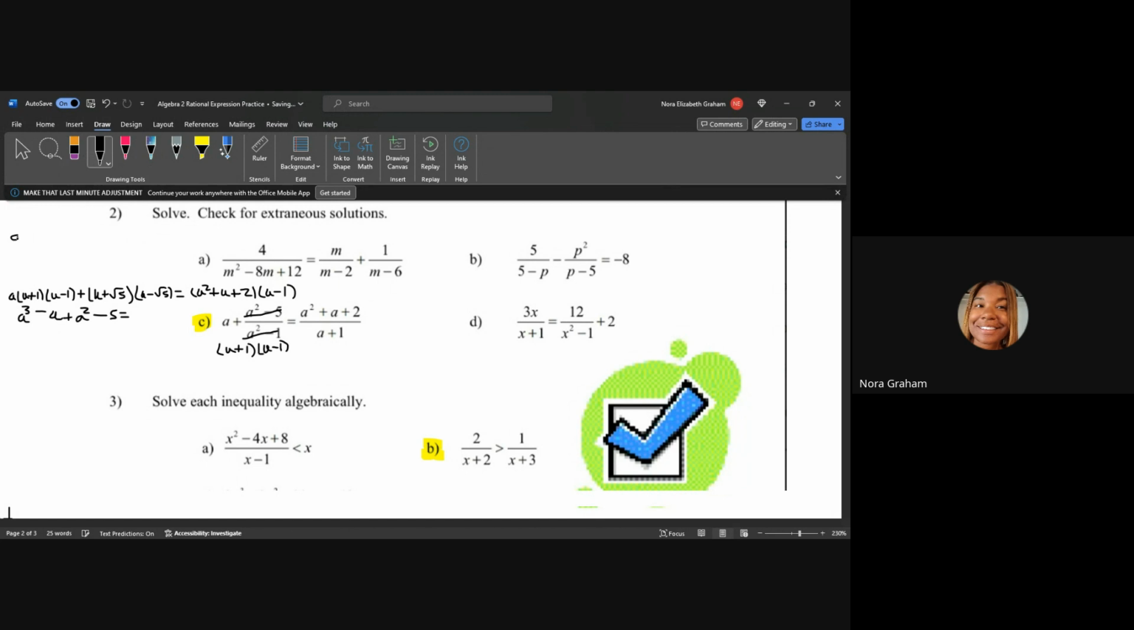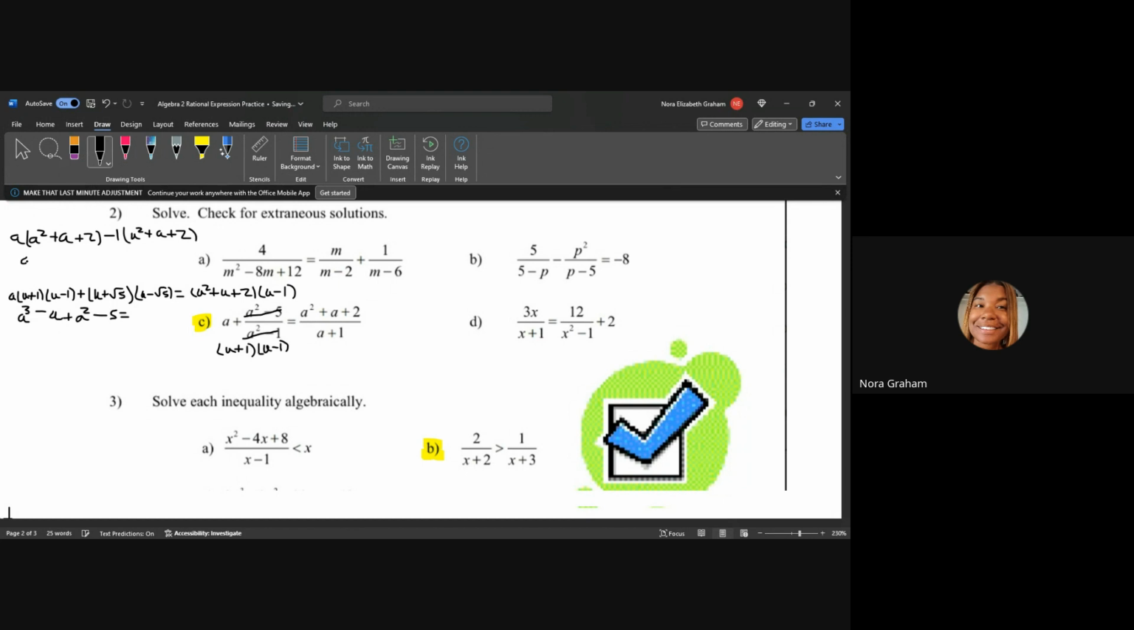So I have a, my first term, multiplying it by all my second binomial. So a squared plus a plus 2 and then minus 1. I have a squared plus a plus 2. Okay. Then distribute that through.